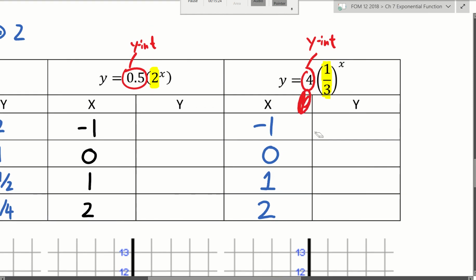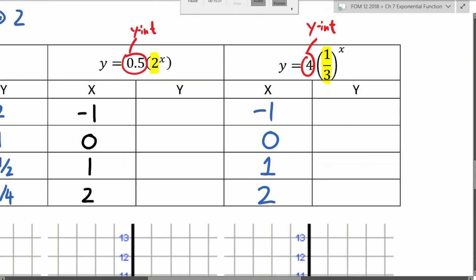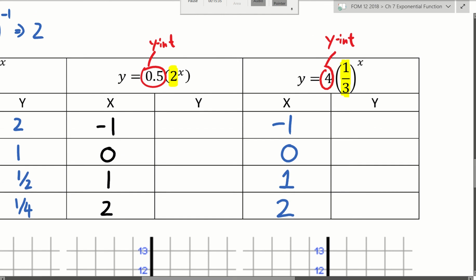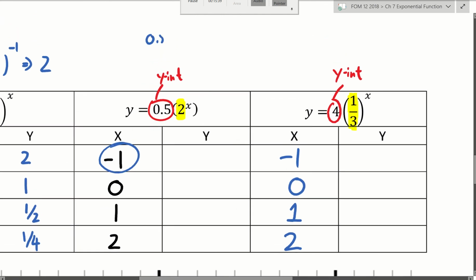This 4 right here is just saying that you have a point at 4. That's it. That's the y-intercept. So now let's look at the other value. So -1. When x is -1, what do you get in here? It's going to be 0.5 times 2 to the power of -1, which is 1/2, right? So it's 1/2 times 1/2. This is actually a quarter, 0.25.